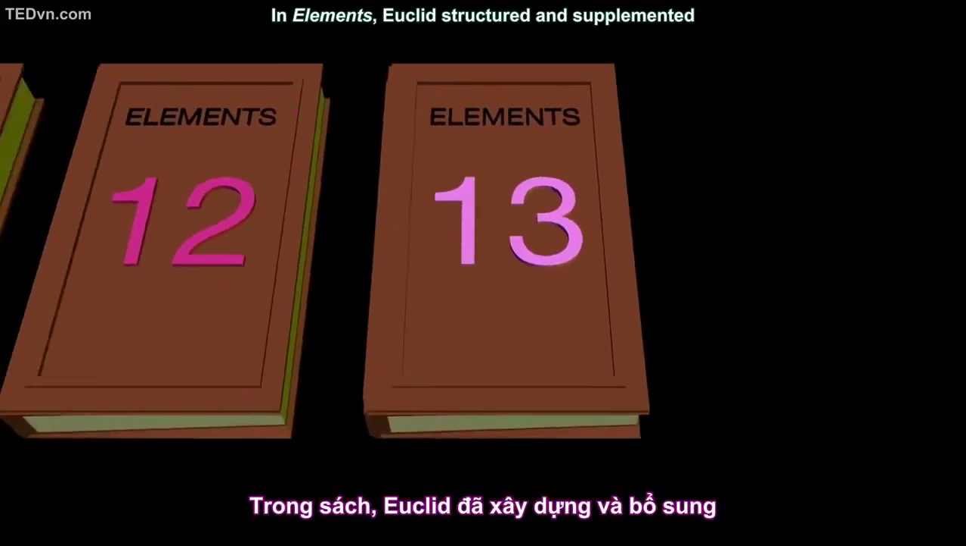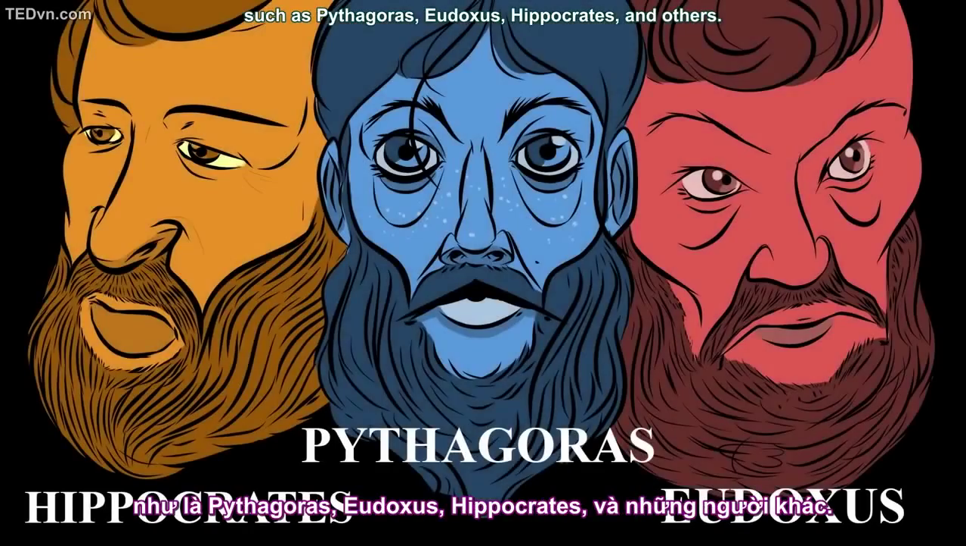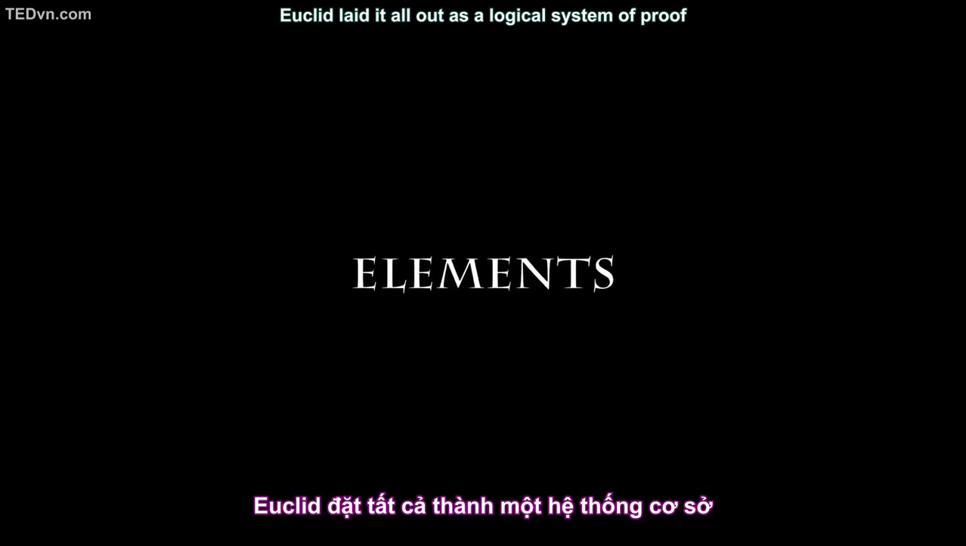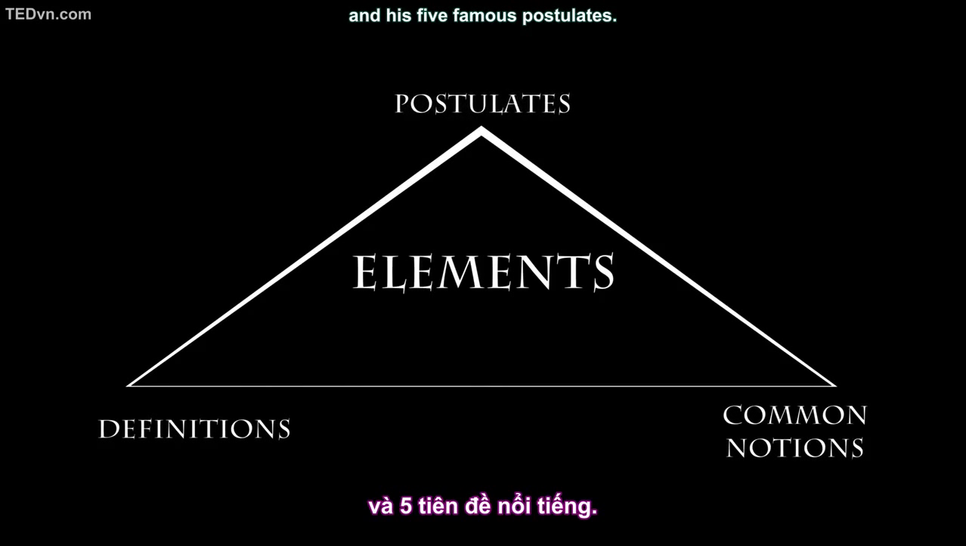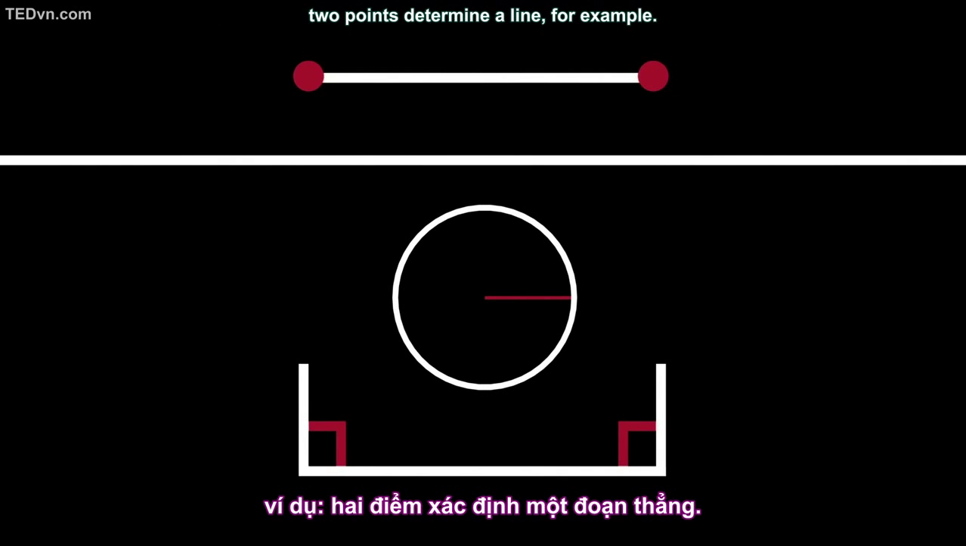In Elements, Euclid structured and supplemented the work of many mathematicians that came before him, such as Pythagoras, Eudoxus, Hippocrates, and others. Euclid laid it all out as a logical system of proof built up from a set of definitions, common notions, and his 5 famous postulates. 4 of these postulates are very simple and straightforward. 2 points determine a line, for example.